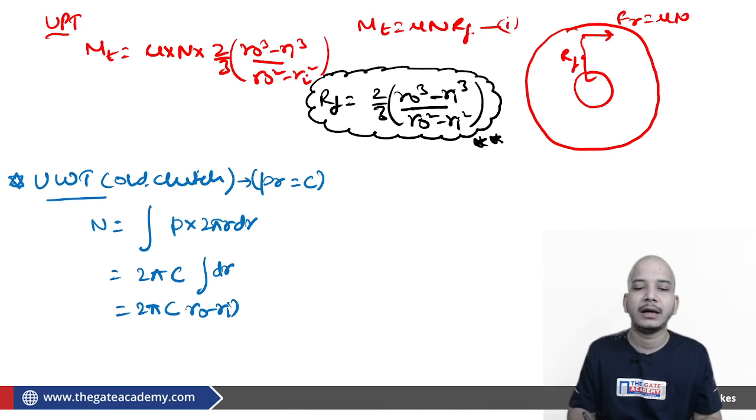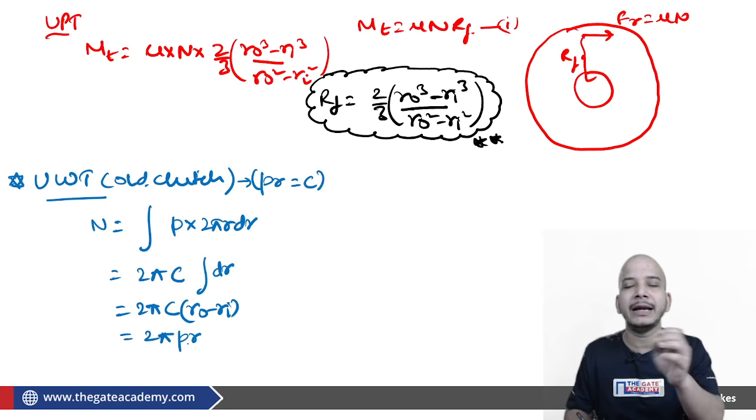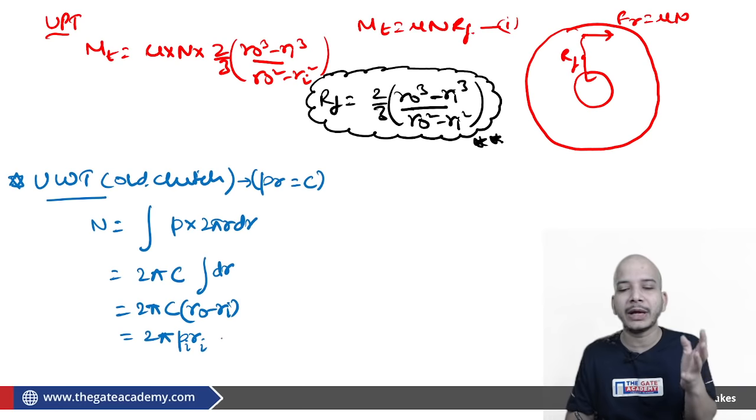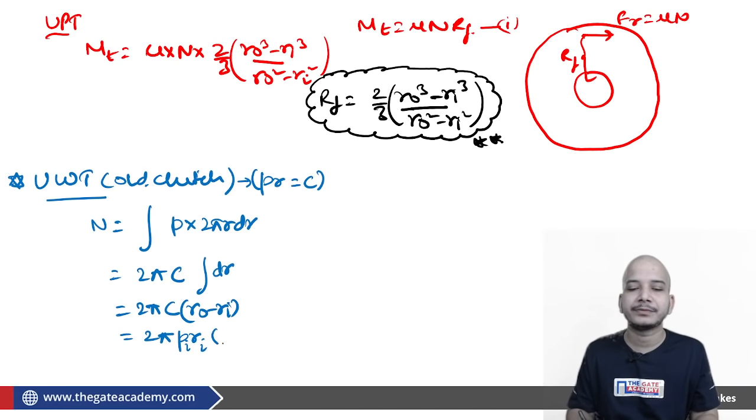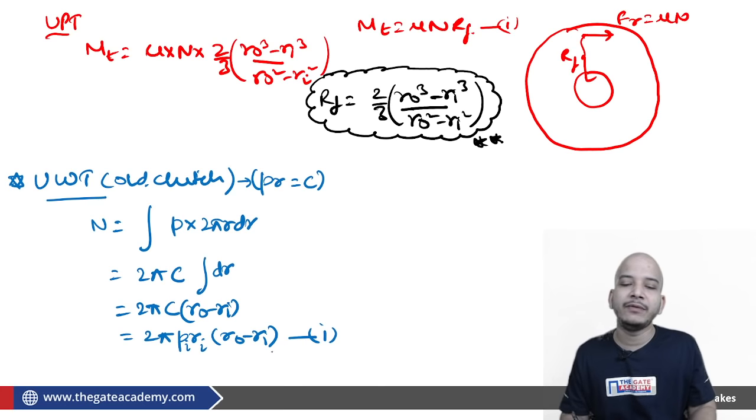RO minus RI, or you can write it like 2 pi into PR. PR means PIRI or PORO or P into R, P at any real distance R. So let us write it as PIRI. You can write it as PORO also. You can write it as P into R as well. RO minus RI. This is the formula which you have to understand, which you have to keep in mind.